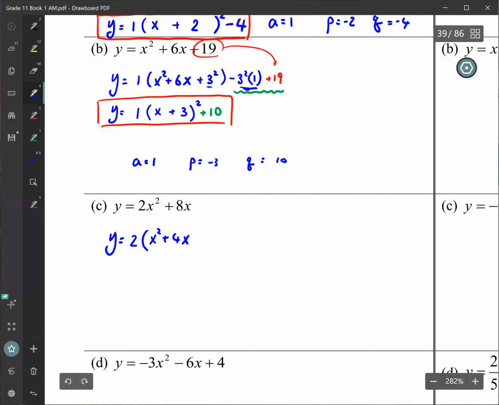Okay, so now when you do divide by 2, remember you need to look at the 4. Okay, don't look at the 8. You have to look at the 1 after you factor. Okay, so when you do the balance, you should be adding 2 squared, right? Because the middle term is a 4. Okay, do not add 4 squared. Okay, should be 2 squared.